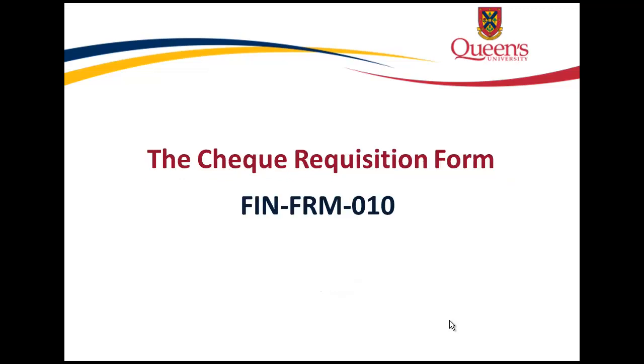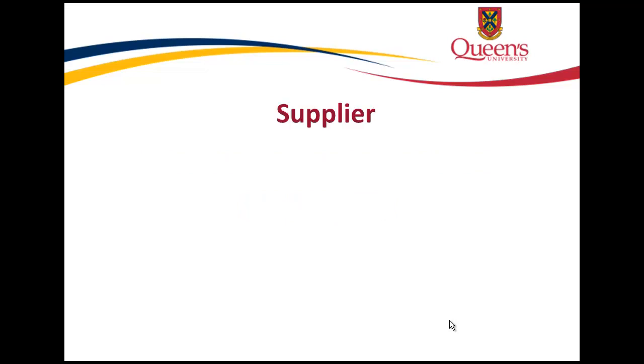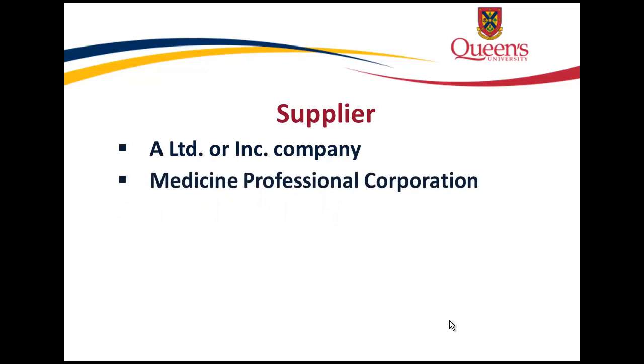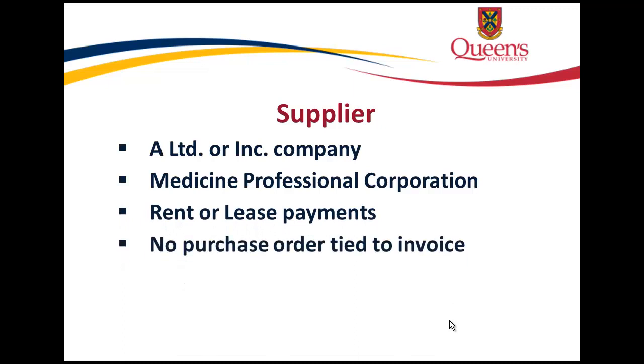Hello. This video tutorial will guide you through the basic steps in completing the check requisition form. Before we begin, let's identify the main payment types. Use the check requisition form for payments to a supplier, which include a limited or incorporated company, an invoice from a medicine professional corporation, and rent or lease payments, where no purchase order can be tied to the invoice.